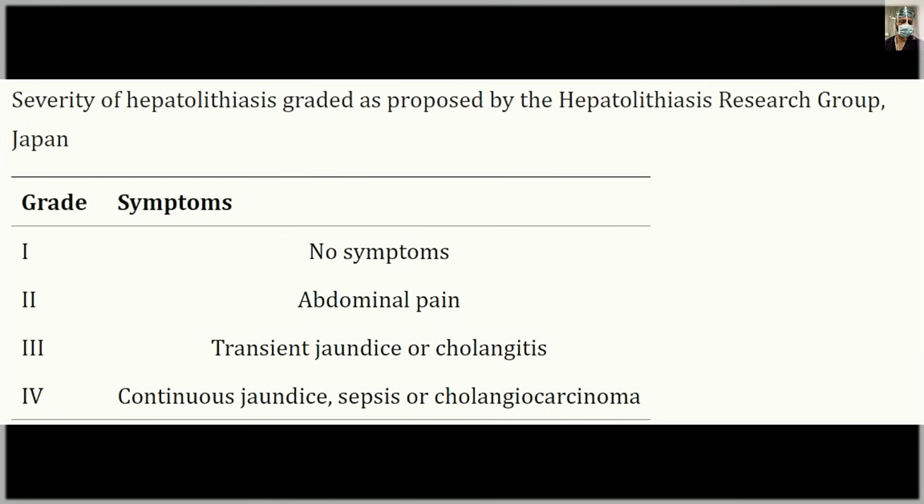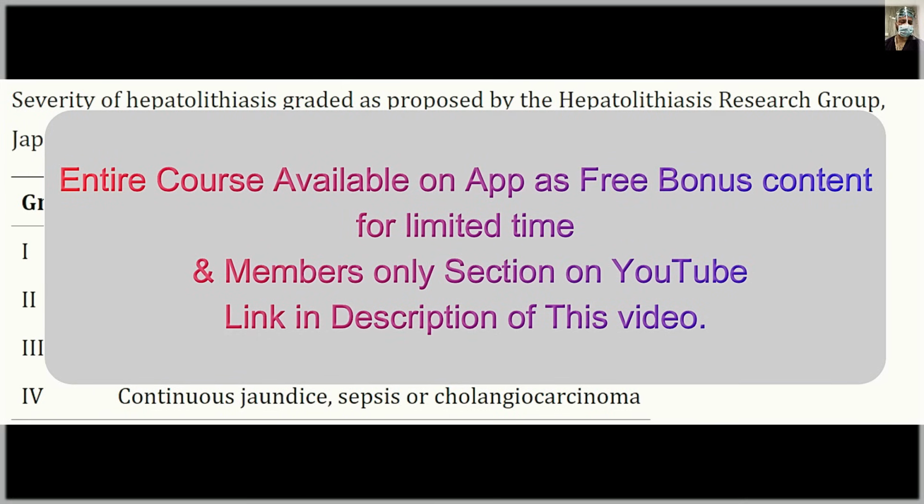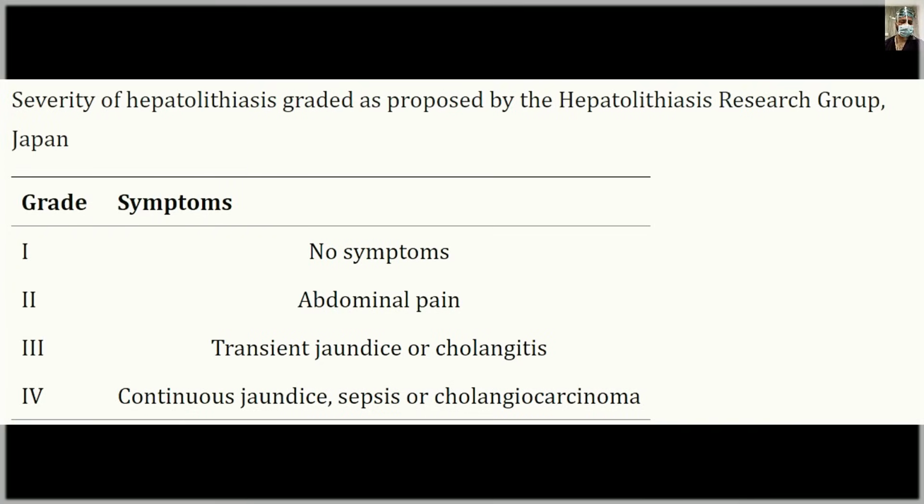Grade 1, the patient is asymptomatic, that will be an incidental finding of the stones on imaging. Grade 2, the patient will have occasional abdominal pain. Grade 3, the patient will give a history of transient jaundice or cholangitis, which will settle. And grade 4 will have continuous jaundice, sepsis, or a complication like cholangiocarcinoma.